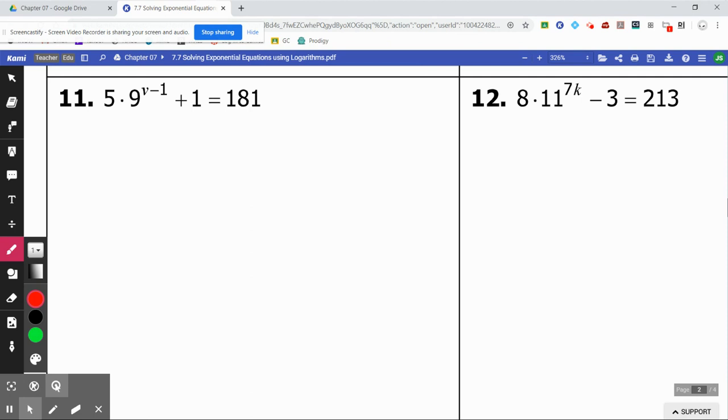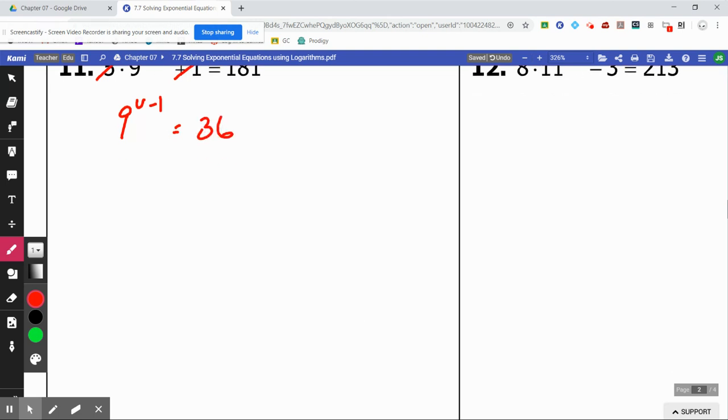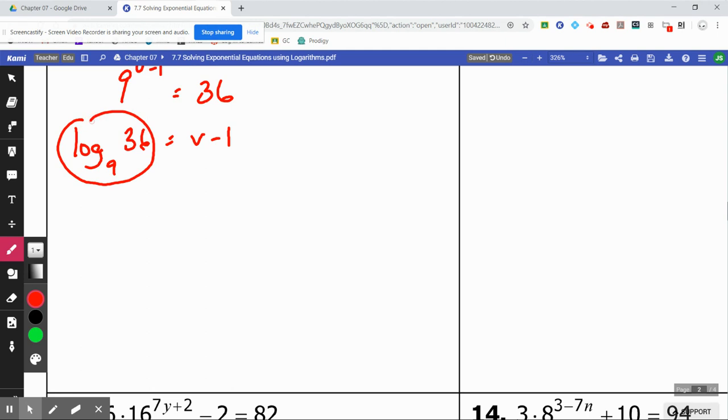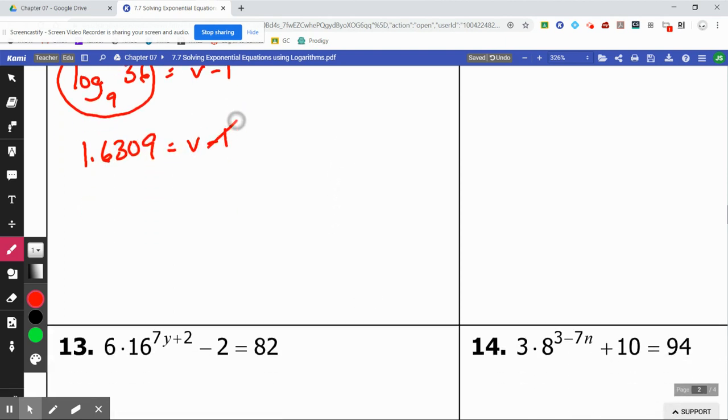The next one. Let's again isolate our 9 to a power by getting rid of plus 1, and then we can go ahead and divide by 5 in the same step if you would like to. Subtract 1, divided by 5 gives you 36. Let's change forms. This will be log base 9 of 36 is equal to v minus 1. This can be typed straight into your calculator again by doing the log of 36 divided by the log of 9. And that gives you 1.6309 approximately equals v minus 1. Last step, get rid of minus 1 by adding it, gives you 2.6309 is equal to v.